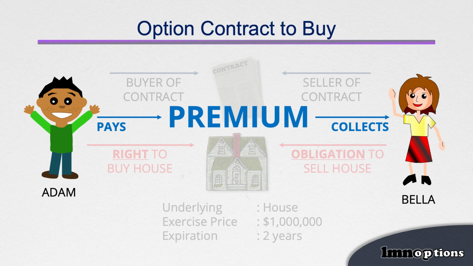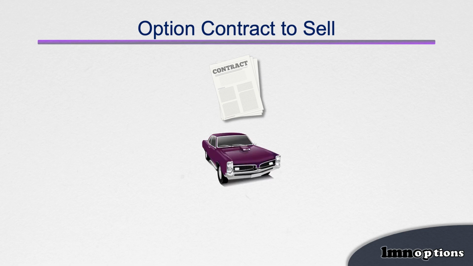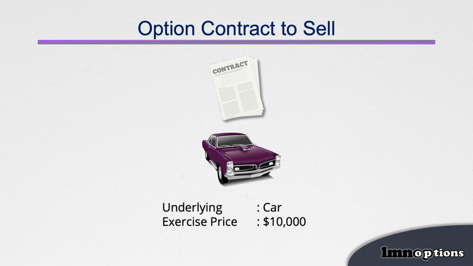Let's look at another example. This time we will look at an options contract to sell something. What are we selling? We're selling a car. So the underlying is the car. The exercise price, let's say it is $10,000. And this contract will be valid for 3 months.